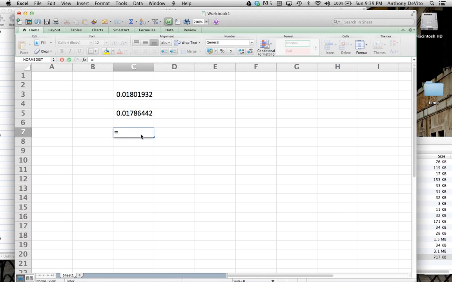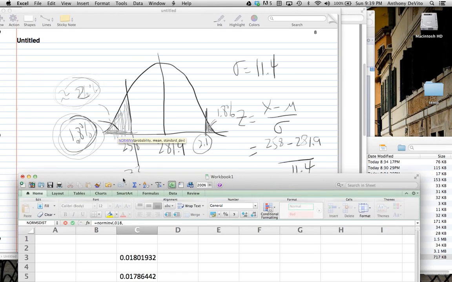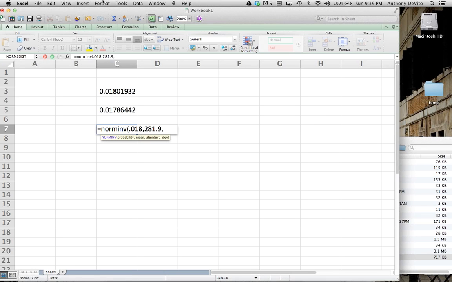Incidentally, there is another one that might come in handy, and that's NORM.INV, parentheses. In that one, we put in the probability. In this case, it's 0.018, comma, the mean, which was 281.9, comma, the standard deviation, which was 11.4, and that will return the value that gives us that z-score, or 258. In other words, if we ask you to give us the value for number of gestational days for less than 3% of the children, you could just put in 3% instead of that 0.018. It'll tell you what the number of days is that would represent 3% of the children being below that value.